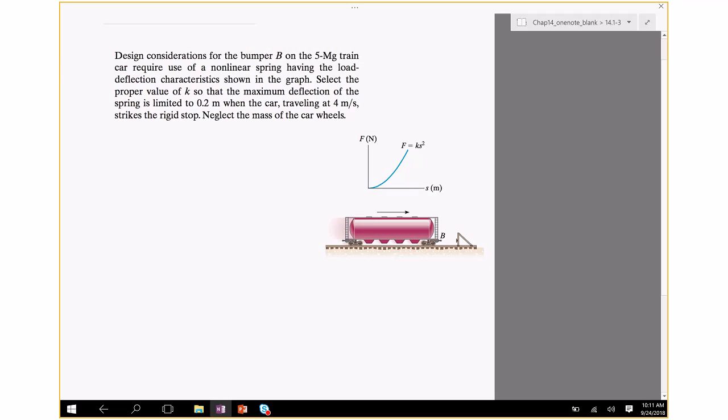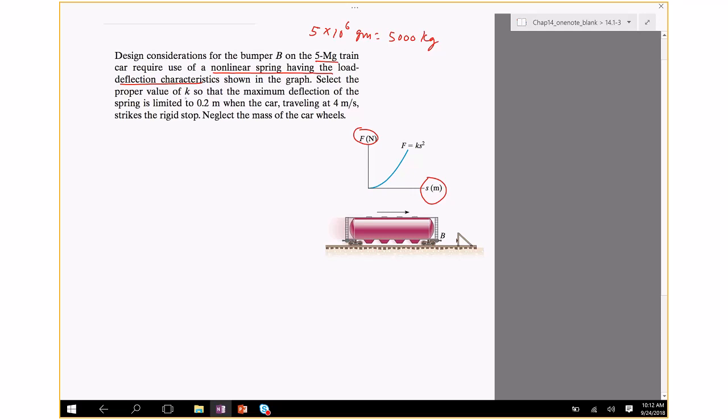Okay, design considerations for the bumper B on the 5 Mg train, which is 5 times 10 raised to 6 grams, which is 5,000 kilograms, require the use of a non-linear spring having the load deflection characteristics shown in the graph. So this is how the spring behaves. Normally a spring is linear, that's what we are accustomed to, but this spring is non-linear. So it's a parabola and not a straight line.